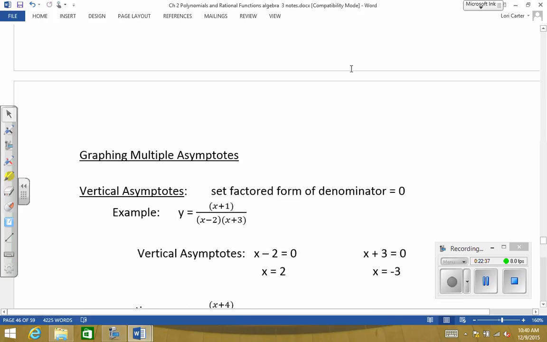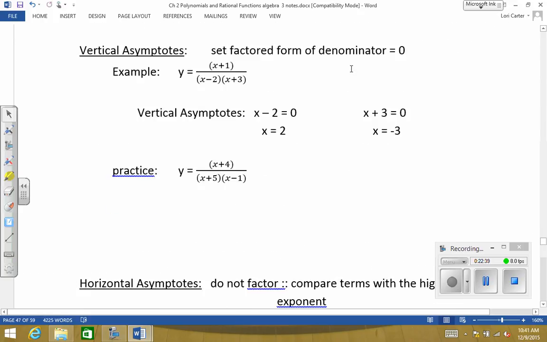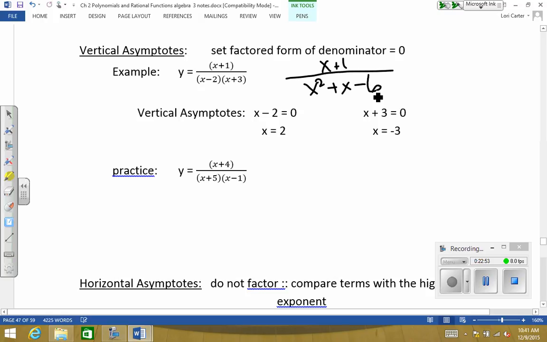Okay, next one. This is how they're really going to look. This here's already done for you. This graph actually started out like this: x plus 1 on the top, x squared plus x minus 6 on the bottom. Now from here, we have to find the vertical and the horizontal asymptotes. I won't make you do stretches. Just vertical and horizontal is what we're going to look for.